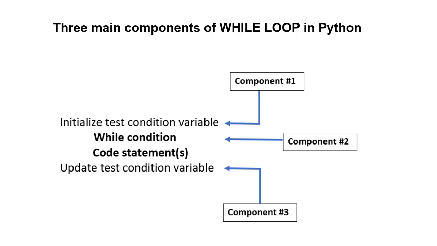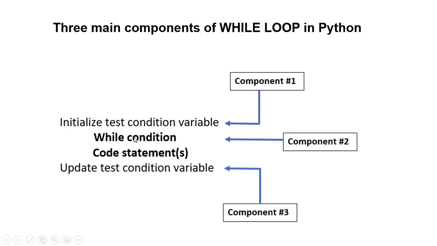This is a diagrammatic representation of the while loops in the Python programming language. Here we can see the three main components that are needed for a while loop in Python. Component number one, we initialize a test condition variable. This variable is usually outside the while loop statement or the while loop condition. Then component number two is where we actually test the while loop condition, and that is followed by the code block or the statement. With these two first components, we can run a while loop.